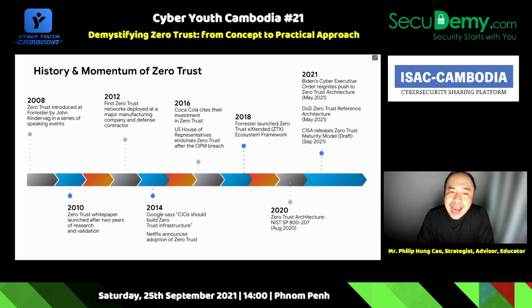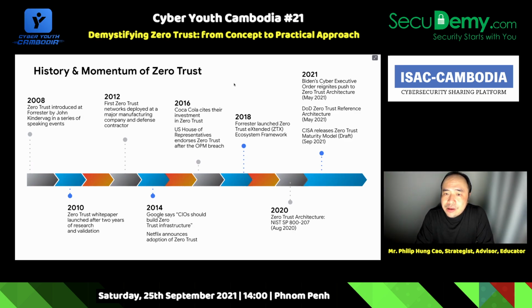But the key highlight in 2016 is the OPM breach, the Office of Personnel Management of the US government. In this OPM breach, around 4.5 million data records were stolen, including the personal profile of even the director of the FBI. So the US House of Representatives, after that breach, requested a different approach for the OPM environment first, and later moved to some government agencies inside the US government. This is, I would say, the first government and agency zero trust adoption.